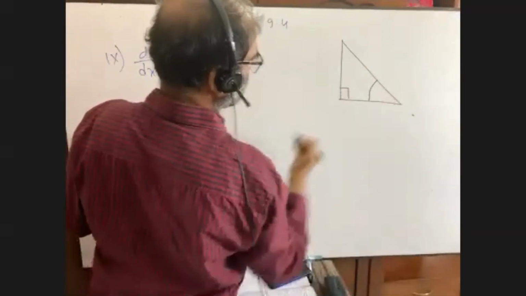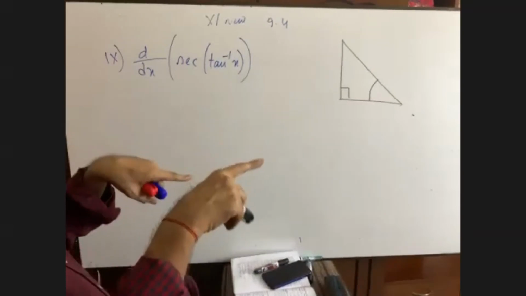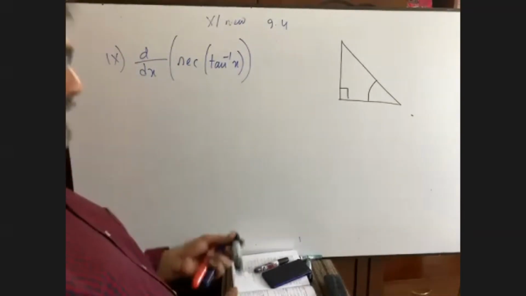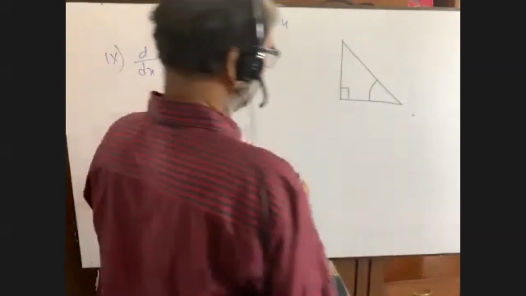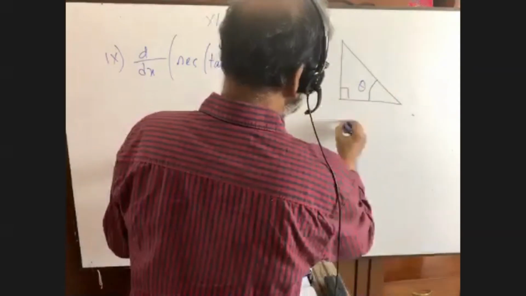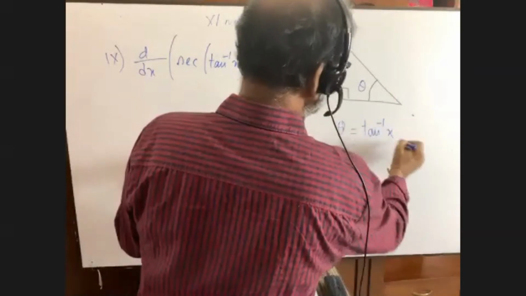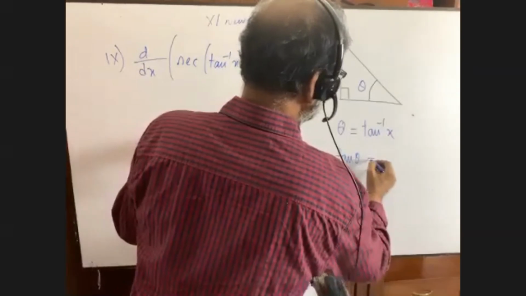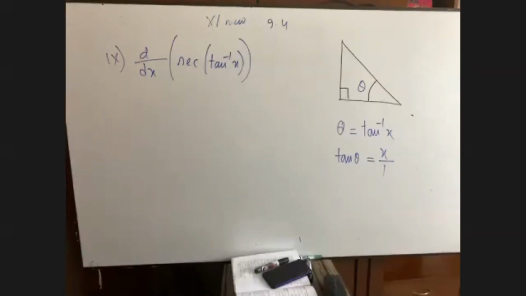This is the angle, just this. What is tan inverse x? I am not going to show you what I did for the last math. Tan means what? Perpendicular by base, right? It is theta. Theta is equal to tan inverse x. That is, tan theta equals to x. So we can write x by 1, right?